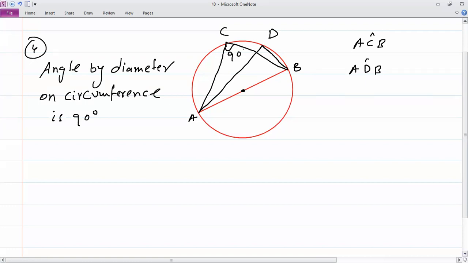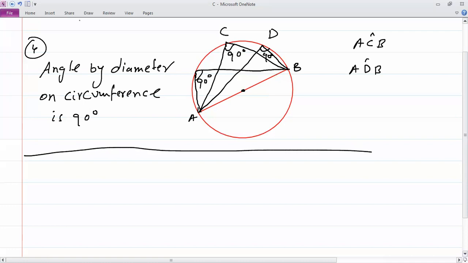It means this is 90 degrees, this is 90 degrees. Even if, for example, the diameter is making this angle, let's say this is also the angle by the diameter, what will this value be? This value will also be 90 degrees. So the angle by the diameter is always 90 degrees. Clear? This is rule number 4.